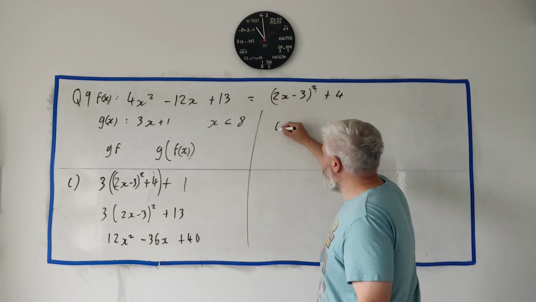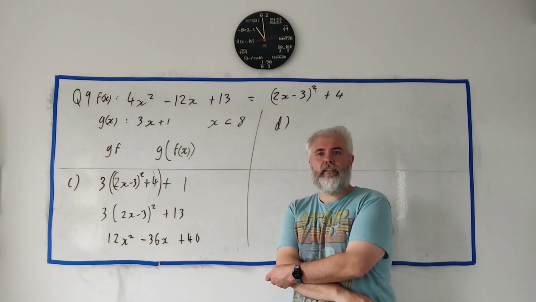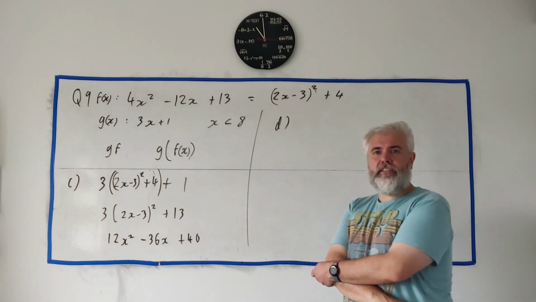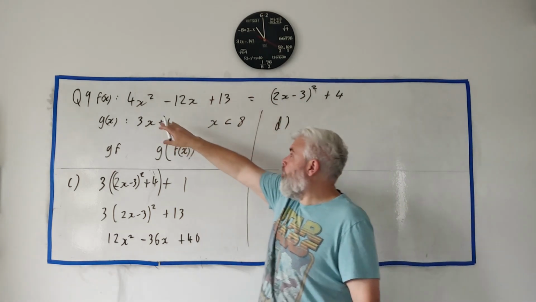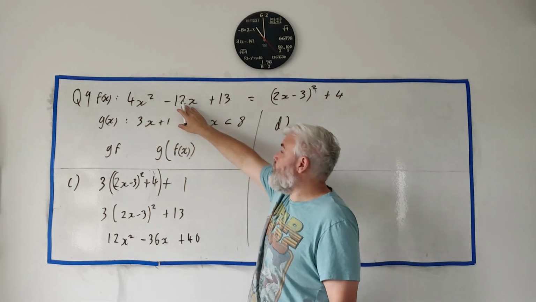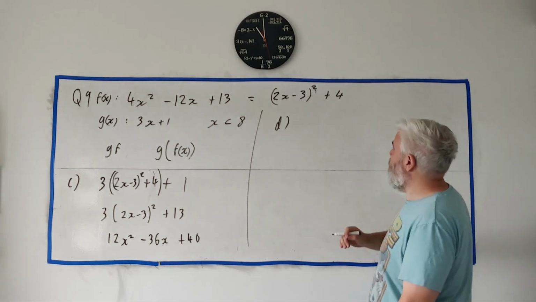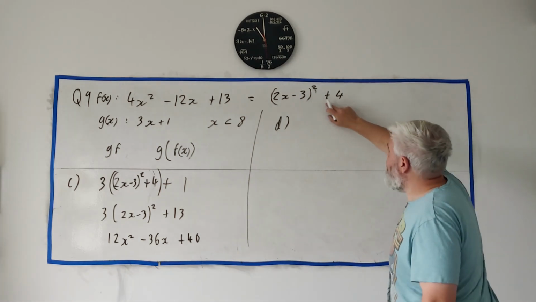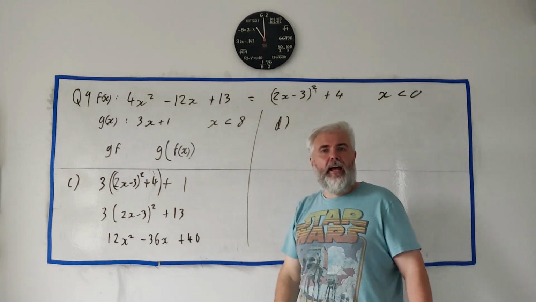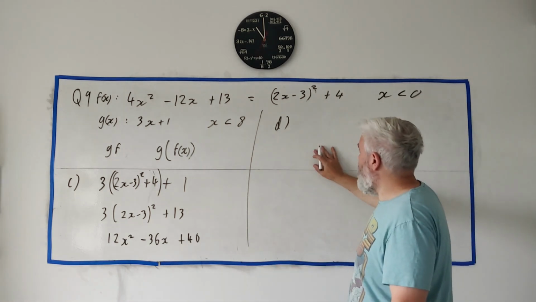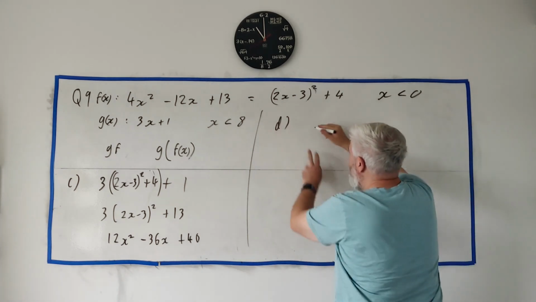Okay, so part D. Part D then asks us, they say H is defined by this function up here, the same one, 4x squared minus 12x plus 13 for x less than 0. So yeah, we'll use this same rewriting, except we'll just put x less than 0 there. And they want us to find an expression for the inverse. So the inverse of this guy here. So let me write that guy out.